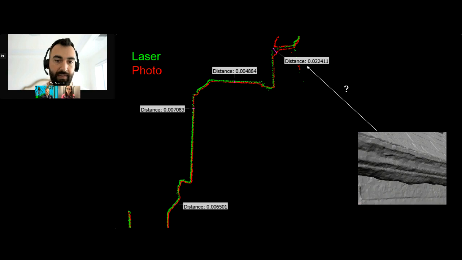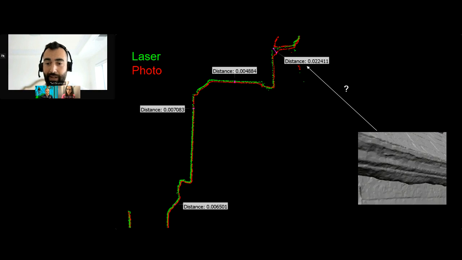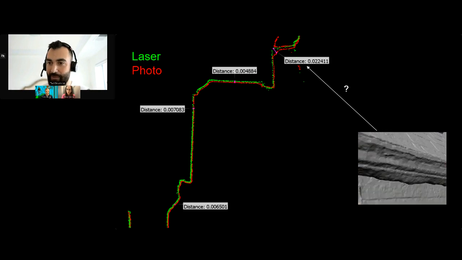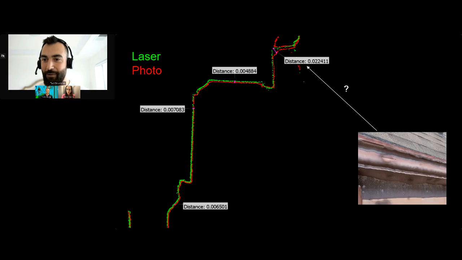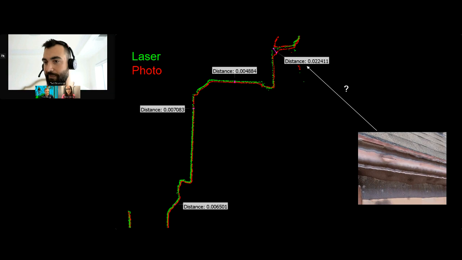And the worst case is at the top there, 2 centimeters. That's because of that smoothing that photogrammetry can create. And you can see what that smoothing looks like in the model. It's this sort of melted eave trough, right? That's not really what it looks like. The LiDAR has no problem with that, but the photogrammetry will always have problems with that.